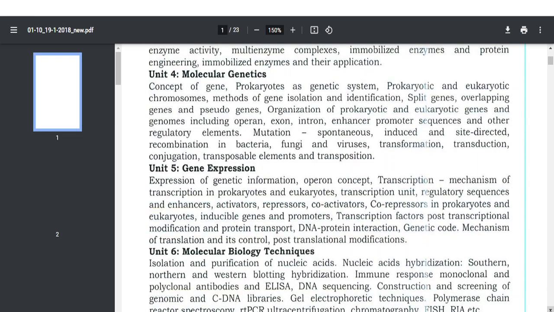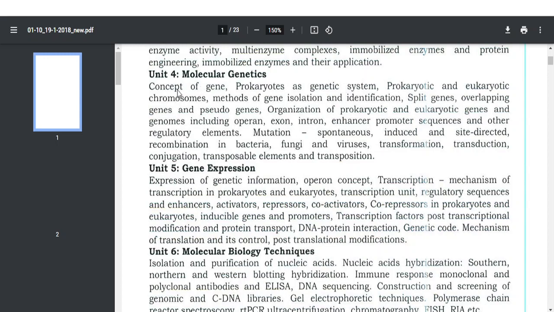Next is molecular genetics, which is similar to unit number 4. Regarding unit number 4, starting from concepts of the gene, prokaryotic and eukaryotic chromosomes, and how a prokaryotic gene and a eukaryotic gene are organized, just give a general understanding. For this you can go for the James D. Watson book. That is sufficient.